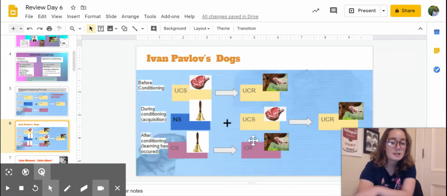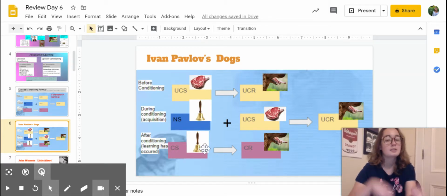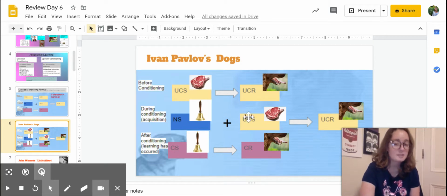So that's mainly it. Again, we see that neutral stimulus will become the conditioned stimulus once the learning has occurred, and you don't need the unconditioned stimulus to elicit the response anymore.